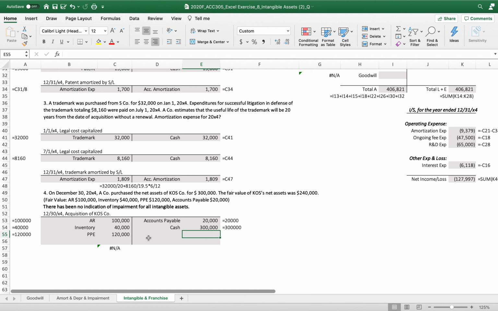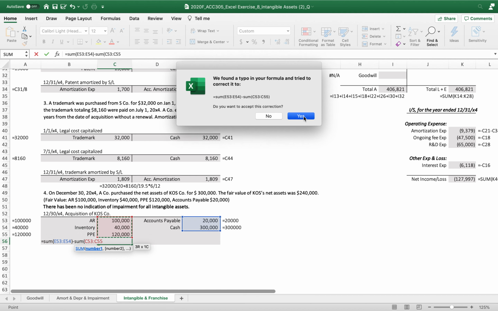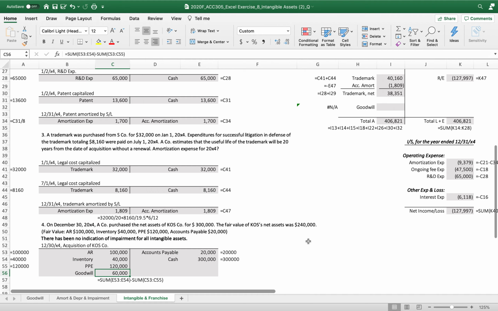Then, as you can see, the sum of the credit is greater than the sum of the debit. So I'm going to calculate the goodwill created by this acquisition, which is the sum of these two minus the sum of these assets. So the goodwill is $60,000, or you can just calculate $300,000 minus $240,000, the fair value of net asset. You can get the same result.